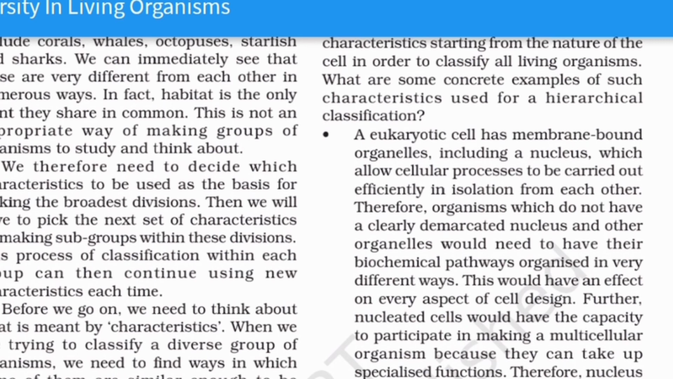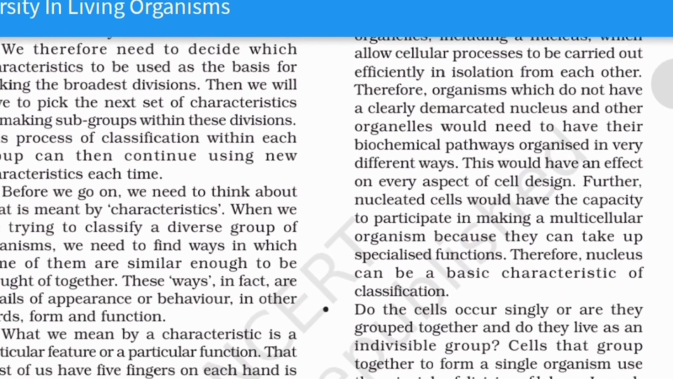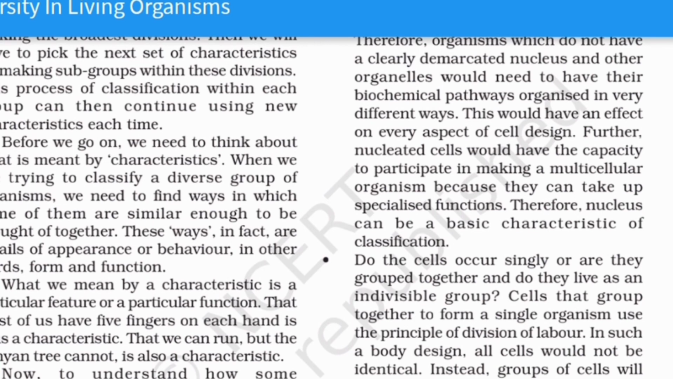Therefore, organisms which do not have a clearly demarcated nucleus, that is the well-defined nuclear region, or you can say nuclear membrane is not present around the nucleus, and the other organelles would need to have their biochemical pathways organized in very different ways. This would have an effect on every aspect of cell design. Further, nucleated cells would have the capacity to participate in making a multicellular organism, as cells join to form tissues. Means when the cell division is done, they are getting multiplied. 1 into 2, then 4, then 8, 16, 32, and like this the process goes on.